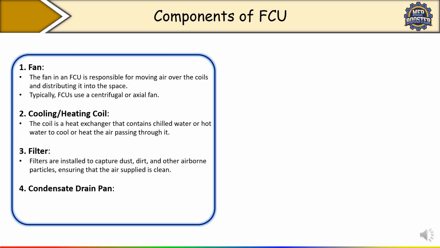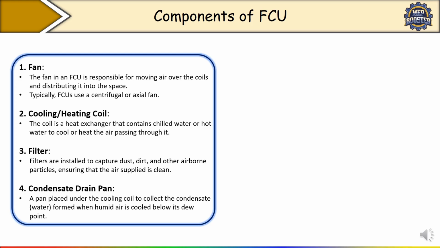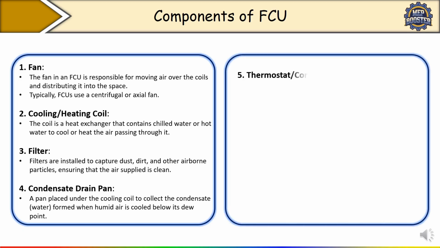Next component is the condensate drain pan. All of you know, I think, the main purpose of the condensate drain pan is what? It collects moisture that condenses on the cooling coil during the dehumidification process. The water is then drained away from the unit to prevent overflow and water damage. Clear?